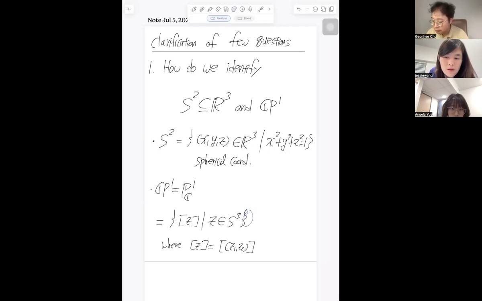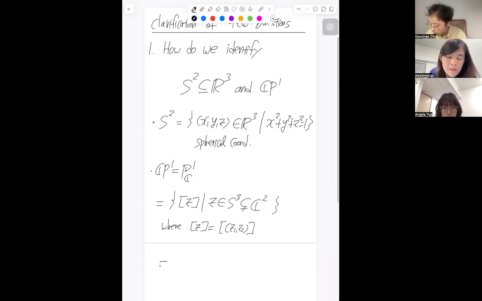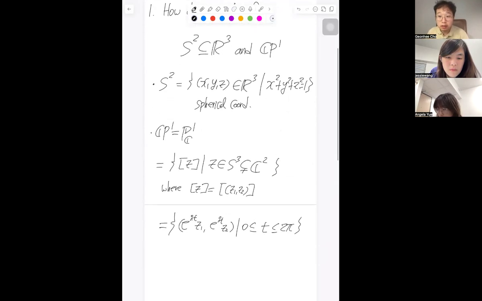If any of you have any comments, just let me know. We regard this as sitting inside of C2, instead of R4, is that okay with you? So that Z1 and Z2 are complex numbers such that this is defined as (e^{it}z1, e^{it}z2), and t is between 0 and 2 pi. I first want to make sure each description is clear.